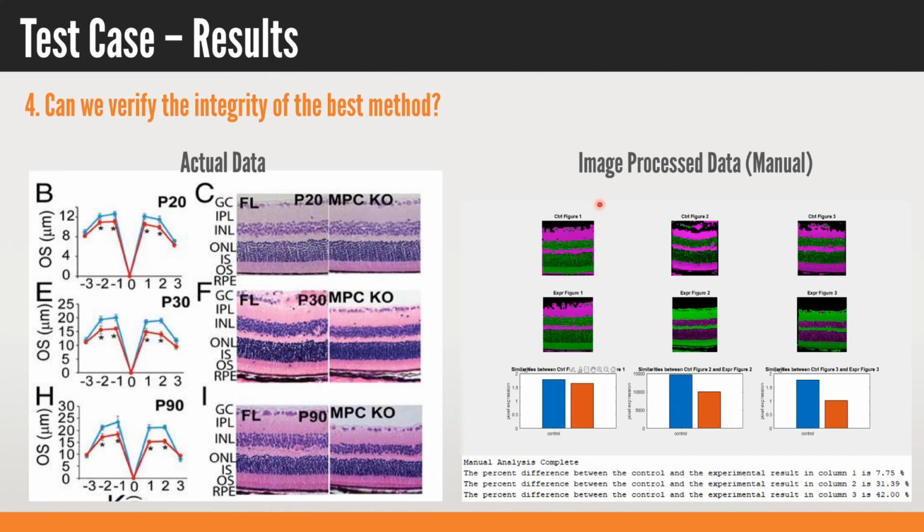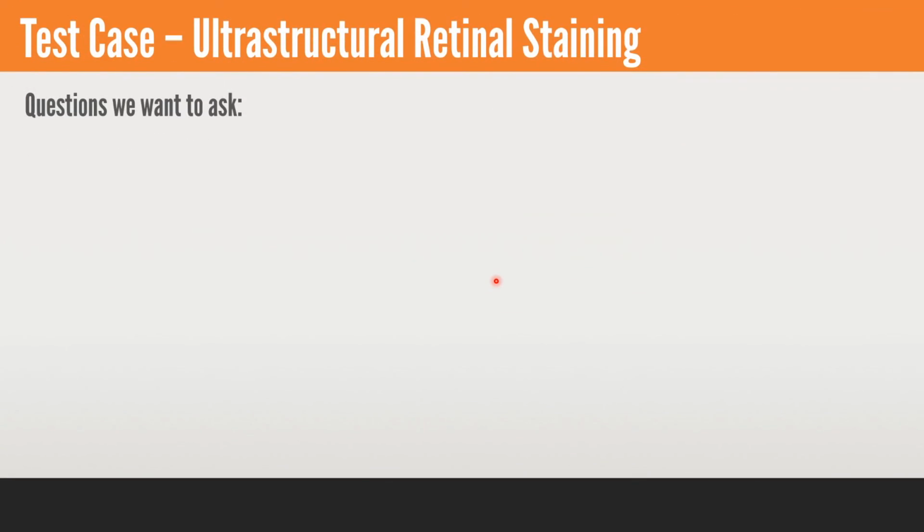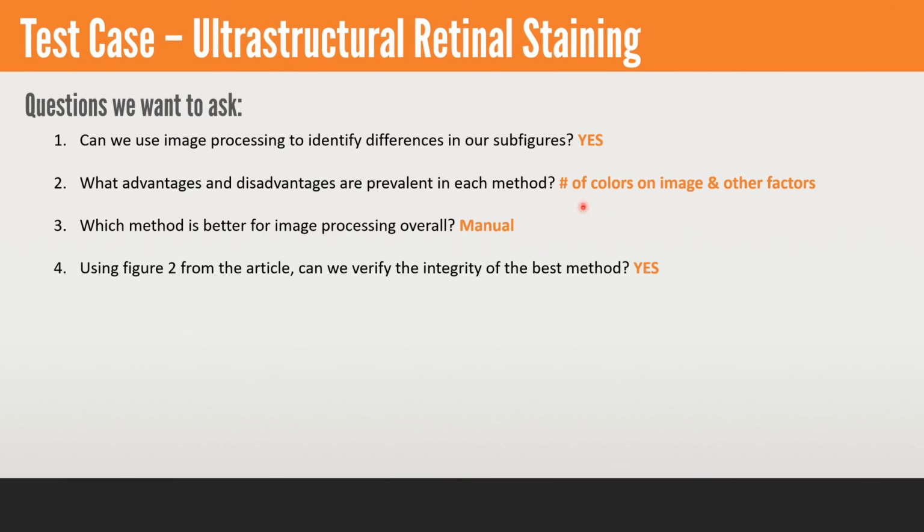And so as we see, right, postnatal day 20, postnatal day 30, postnatal day 90, over time, we do see this difference in the image, which is indicative of that degeneration of the retina of smaller and shorter outer segments in the photoreceptors. So I'd say that does a pretty good job of validating the integrity. So just here, summarization of our answers that we've looked at.